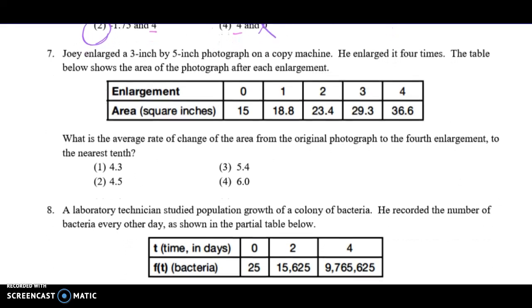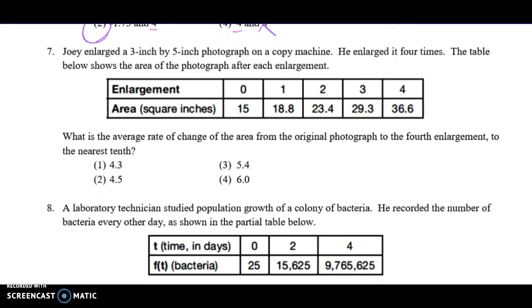Number 7. Joey enlarged a 3x5 photograph on a copy machine. He enlarged it 4 times. The table below shows the area of the photograph for each enlargement. What is the average rate of change of the area from the original photograph to the 4th enlargement to the nearest 10th? So average rate of change should make you think of something in particular, that something is slope.